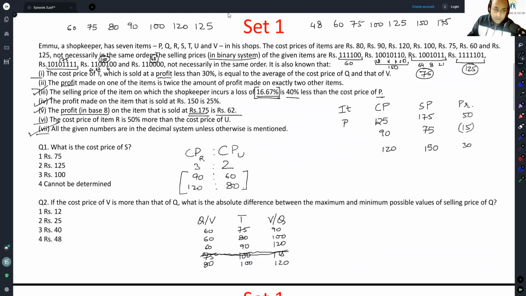Next is the profit made on one of the items is twice the amount of profit made on exactly 2 other items. This seems promising because this is giving me a numeric clue about 3 items. So what I'm going to do right now is, 3 cost prices have been written down here, and the relationship between the profit for any of these 3 items is not 1:2. So I'm going to write down all other possible CPs.